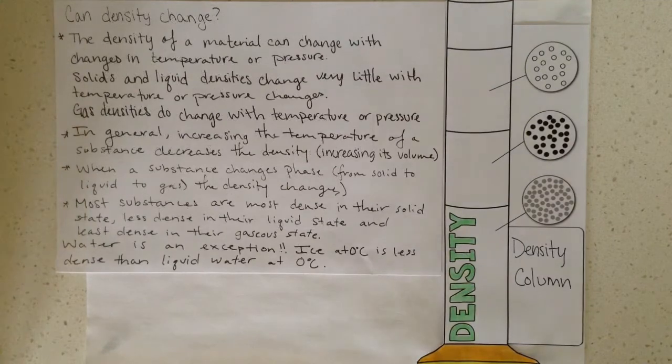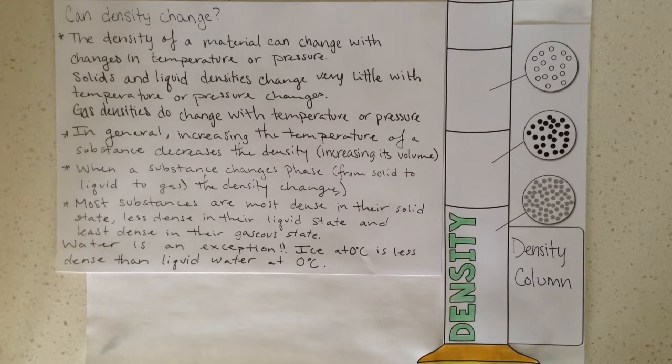The density of a material can change with changes in temperature or pressure. Solids and liquid densities change very little with temperature or pressure changes, but gas densities do change with temperature or pressure. In general, increasing the temperature of a substance decreases the density by increasing its volume.